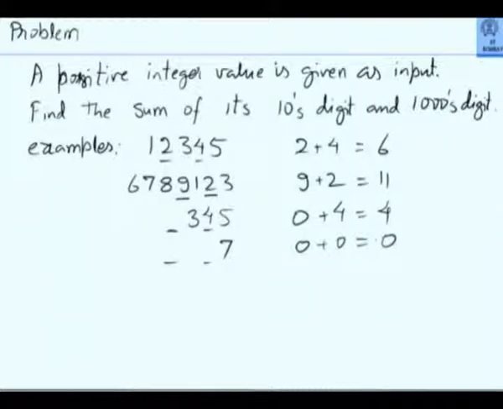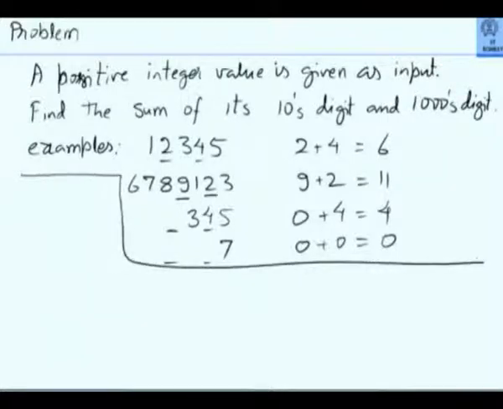If this is so, this will happen; if this is so, this will happen. And then write your program. So how will you write your program? We will write our program in this space.